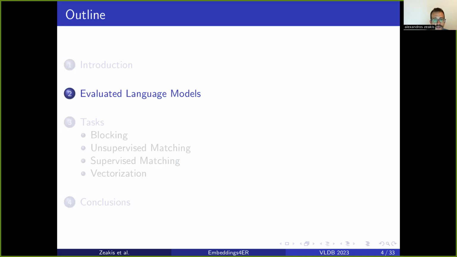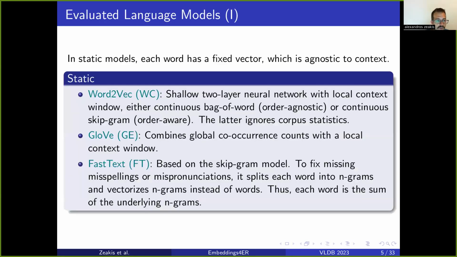Now, moving on to evaluated language models. We have compared three categories of language models, which are presented in chronological order. The first includes static models, where each word has a fixed vector, which is agnostic to context. The first model is Word2Vec, a shallow two-layer neural network with local context window, either continuous bag-of-words, order-agnostic, or continuous skipgram, order-aware. The latter ignores corpus statistics.